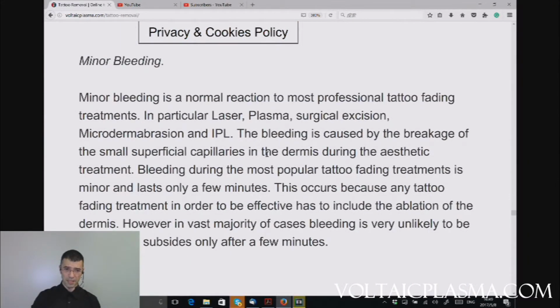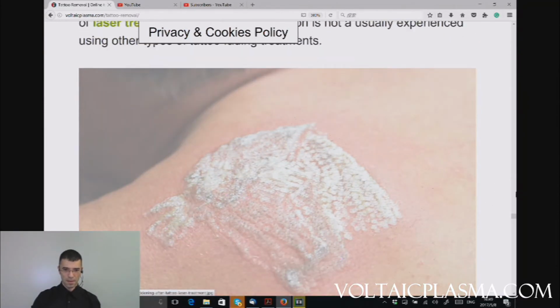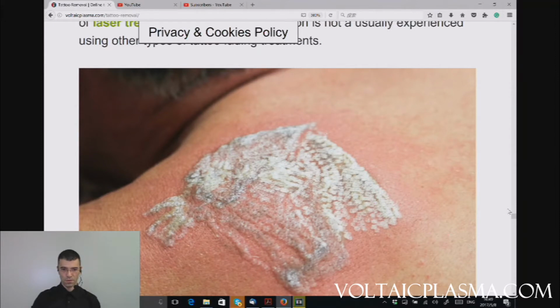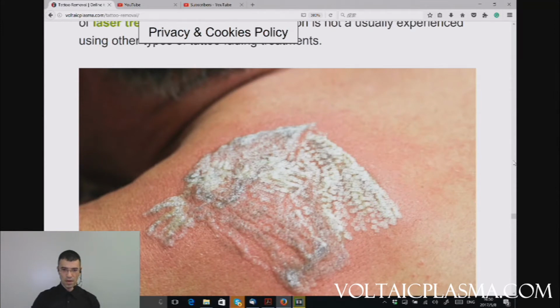There's some minor bleeding that can occur after laser tattoo removal, or other removal, even using plasma, IPL, and so on. Because always, you remember, we've got to get into the dermal layer. So one way or another, we've got to get in there, and the dermal layer is full of blood supply and blood vessels. So you can get some blood getting out of the area as you perform the procedure, even using lasers and other techniques. And this is nothing to be worried about. It just happens.